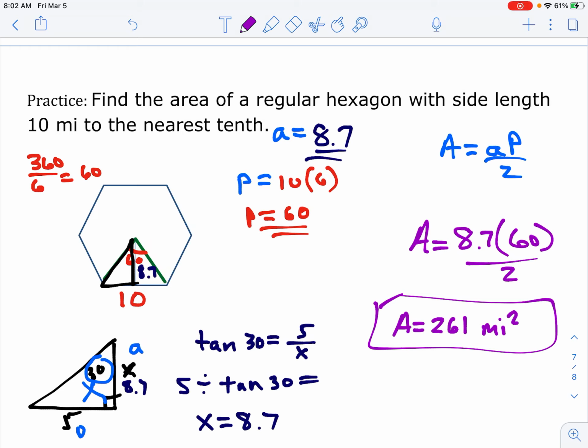All right, we're going to go ahead and do some practice with this now. That is section 9.4.